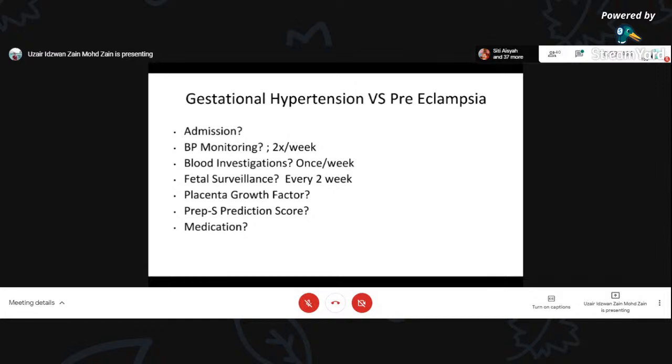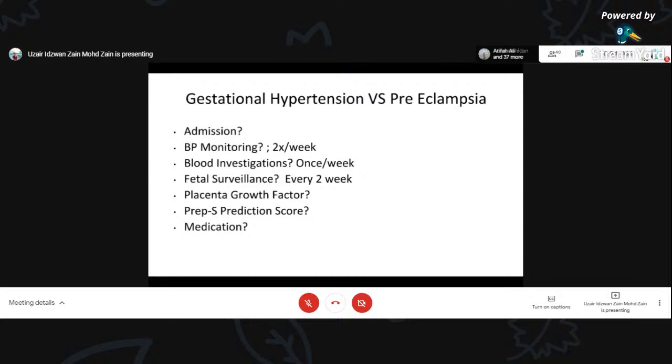Different case with preeclampsia. Preeclampsia patients are usually admitted if clinically indicated. That means you can have a patient who has only some degree of hypertension, maybe 140/90 or 146/92, but with some clinical condition, for example severe headache or severe upper gastric pain. So this is where admission is indicated.